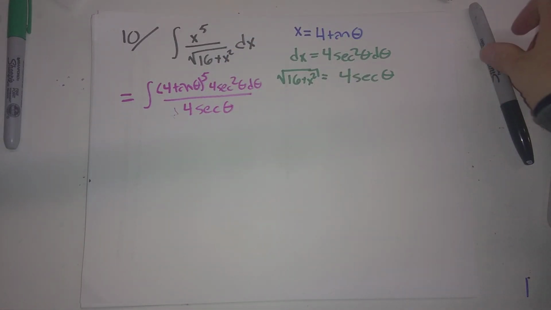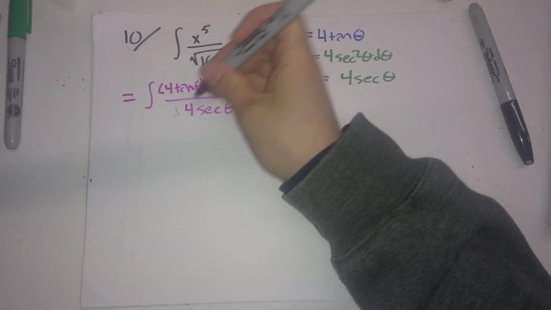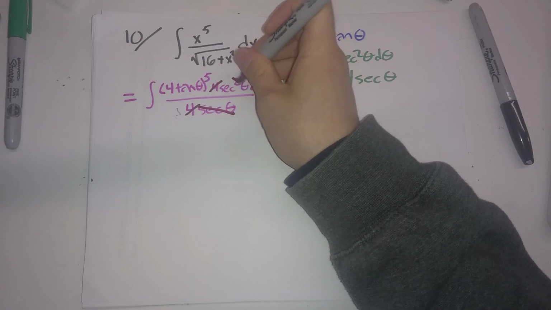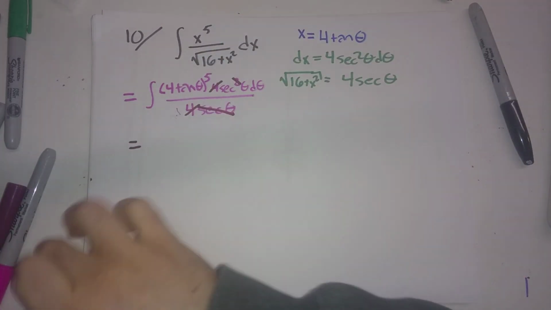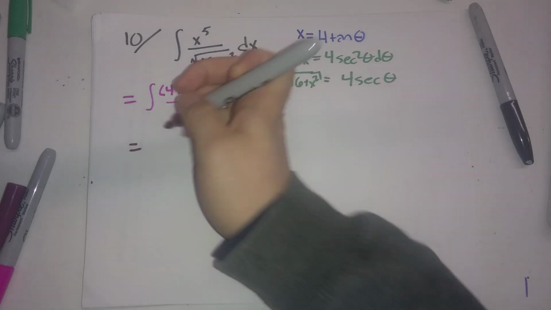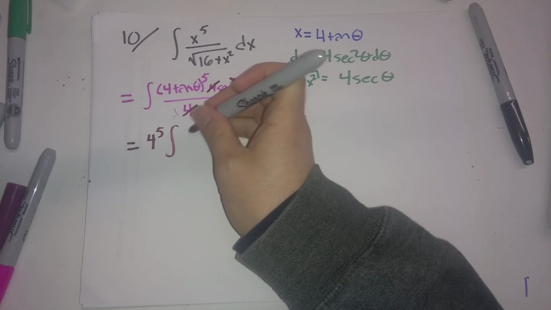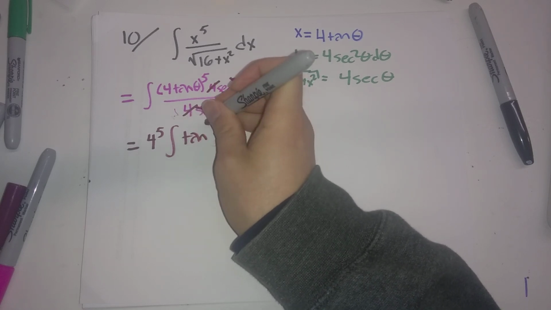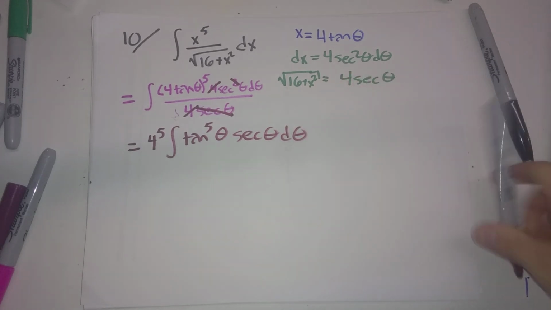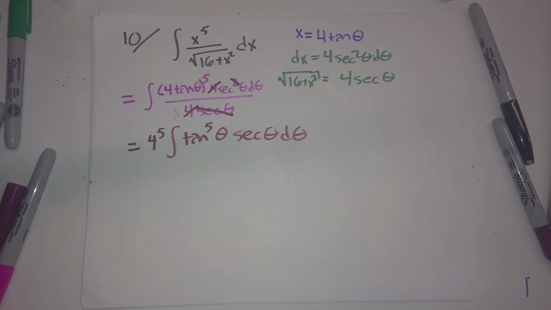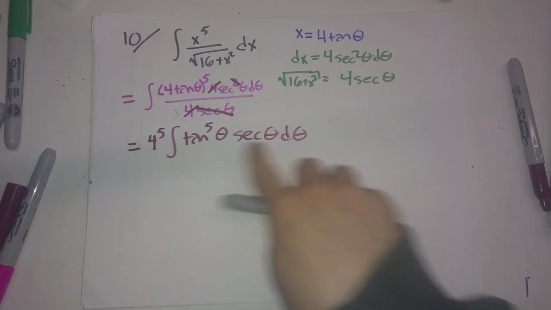Okay, so a lot of things are going to cancel here. What all cancels? Those 4s cancel, one power of secant cancels, and we end up with 4 to the fifth. That's a constant we can move outside the integral. And tangent to the fifth theta times secant theta d theta. So here, we now have to figure out how to integrate this.